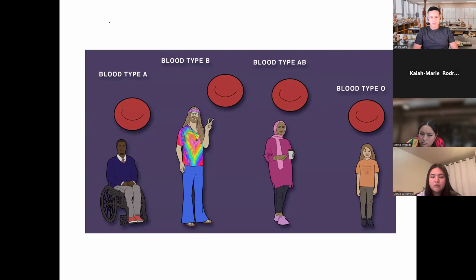People with blood type A have antigen A, people with blood type B have antigen B, people with blood type AB have both antigen A and antigen B, and people with blood type O have neither antigen. If you're blood type A, then you have antibody B. If you are blood type B, you have antibody A. If you are blood type AB, you have neither antibody. Finally, if you are blood type O, you have both antibody A and antibody B.